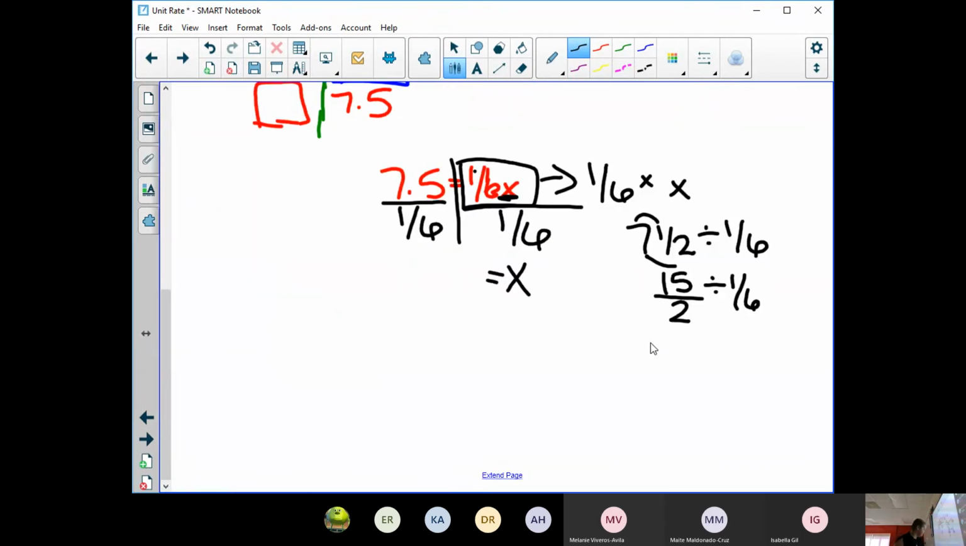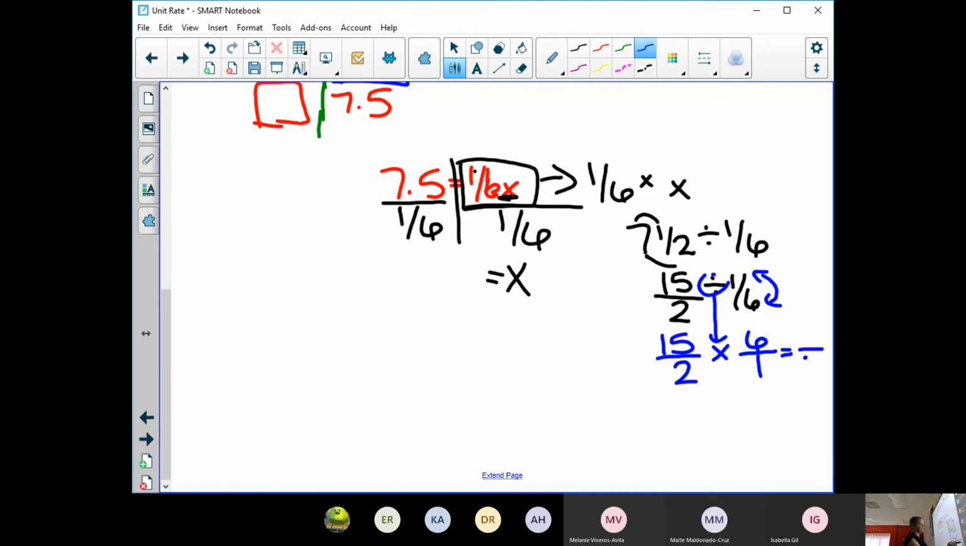And now we're going to do our keep, change, flip. I'm going to change colors. So 15 halves stays the same. Division becomes multiplication. And 1/6, we're going to flip our denominator and our numerator. So 6 is now our numerator, and 1 is our denominator. And I can multiply.